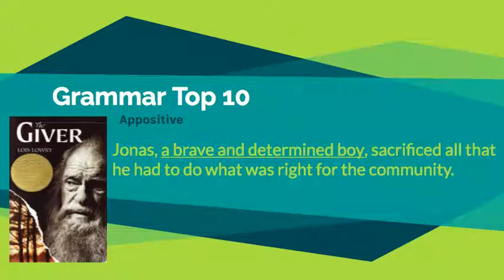This is an appositive sentence. Jonas, a brave and determined boy, sacrificed all that he had to do what was right for the community. And an appositive describes the noun, so a brave and determined boy describes what Jonas is, and it also makes sense if it's taken out of the sentence. So, Jonas sacrificed all that he had to do what was right for the community.